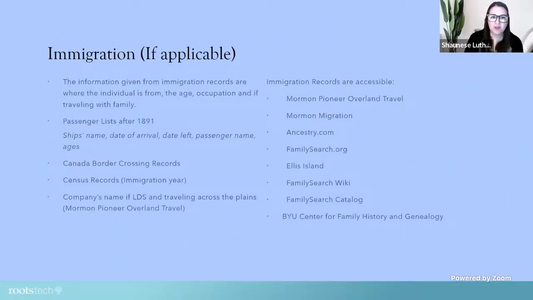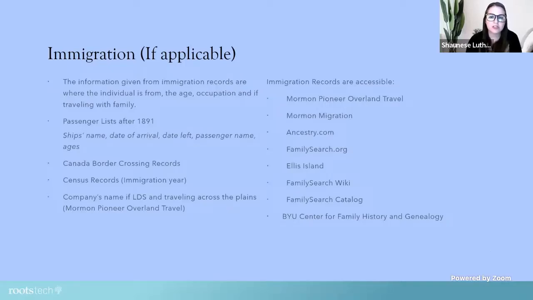So immigration records are also important. There's the passenger lists. On the passenger lists, it gives the ship's name, date of arrival, the date they left, the name, the ages. Also, if they're traveling in family, you can look at the entire list and see. It won't say like head of household or relationship to head of household, but it will give you their occupation, which will help you follow them along on their journey. If you're working in Canada and they come to the United States, you can look in the Canada boarding crossing records. And then the census records have immigration years.